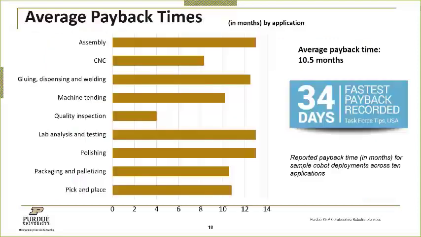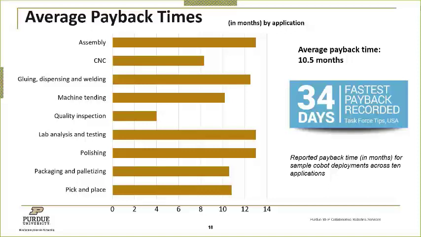Okay, real quick, here's the average payback in terms of months for the application. So average is about 10.5, but you see it varies somewhat depending upon application. For quality inspection, payback period can be pretty fast and averages to about 4 months. On the tail end side, things like assembly operations or lab analysis, that can be over a year.